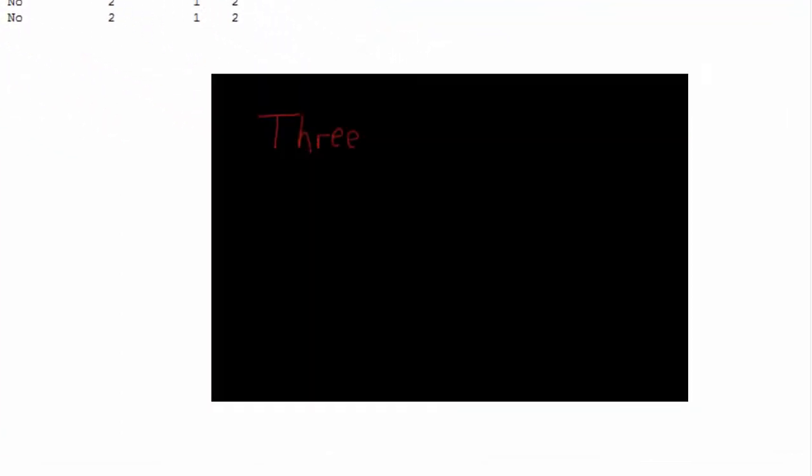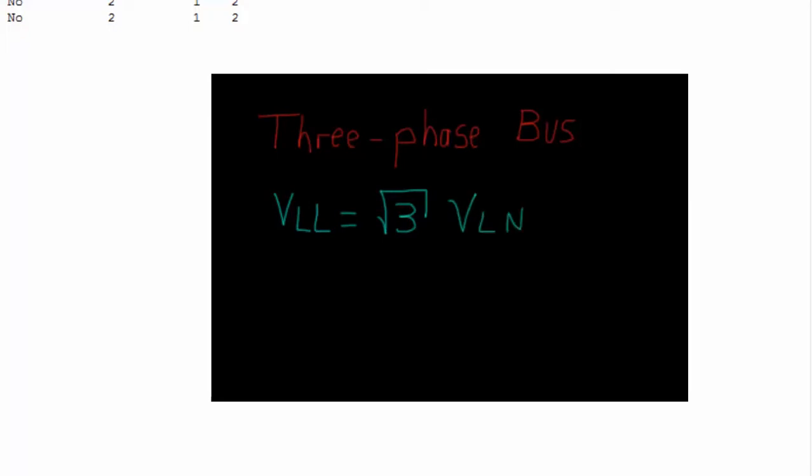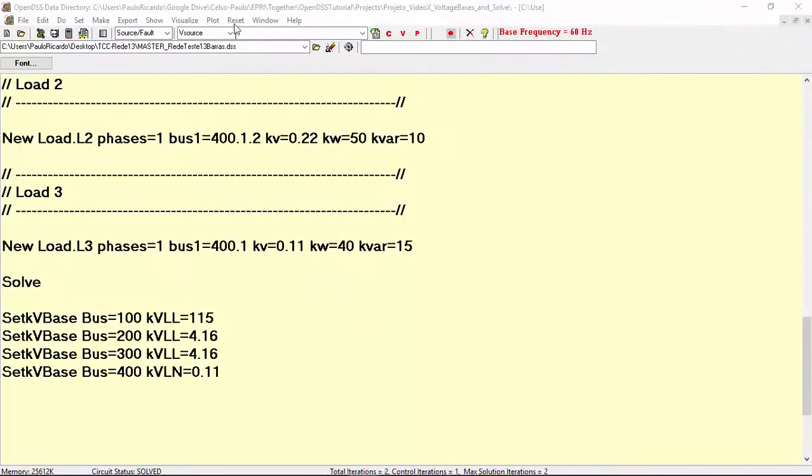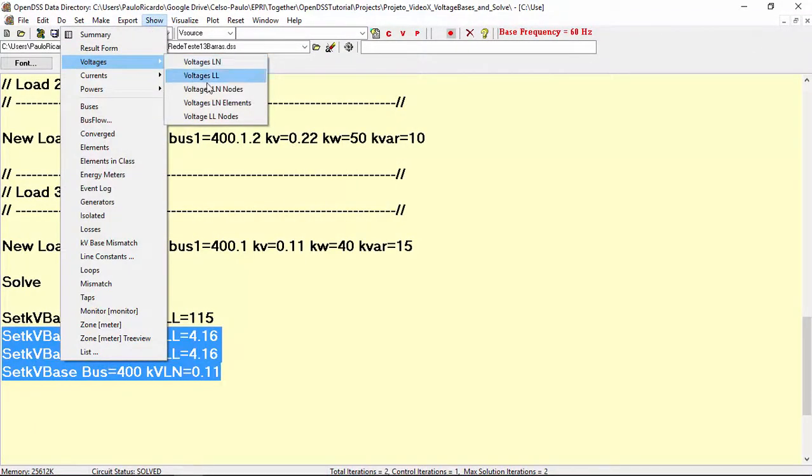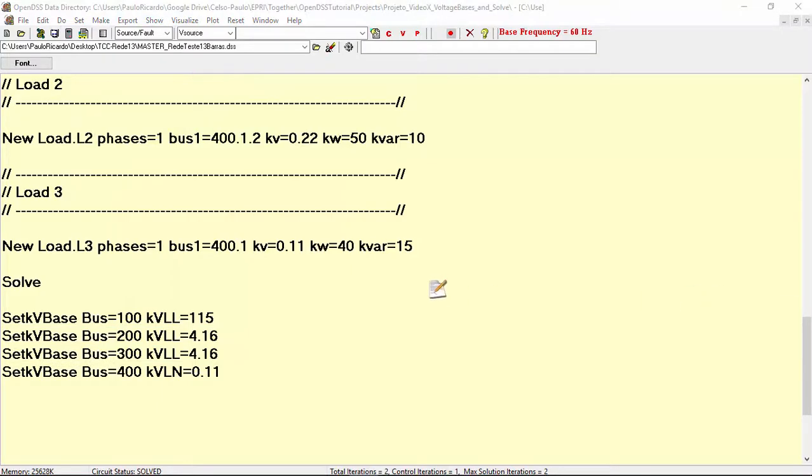This is the value of the equivalent line-to-line voltage of bus 400 if it was a three-phase bus. In other words, OpenDSS shows the line-to-line voltage bases in the bus's report and keeps a square root of 3 relation between the KVLN and KVLL properties. This fact has some important implications in the voltage line neutral report.